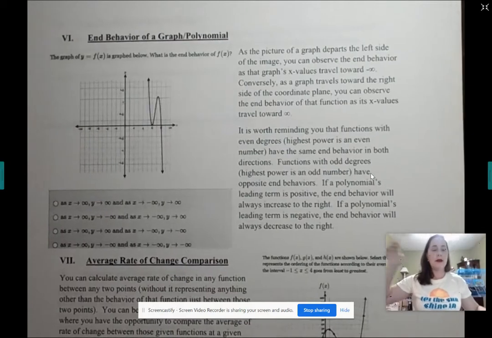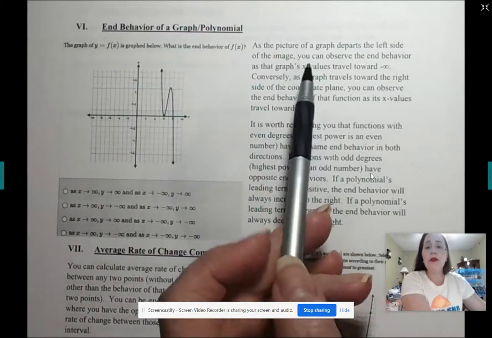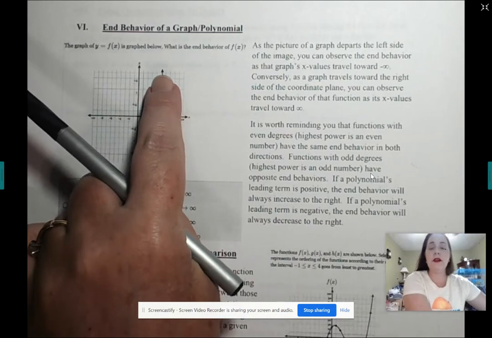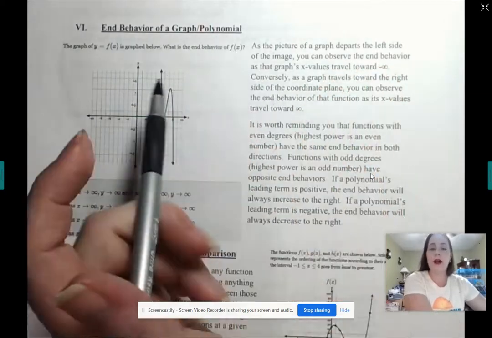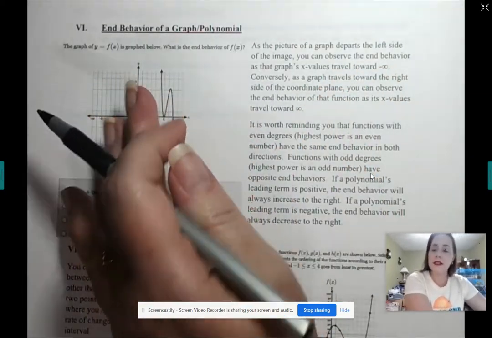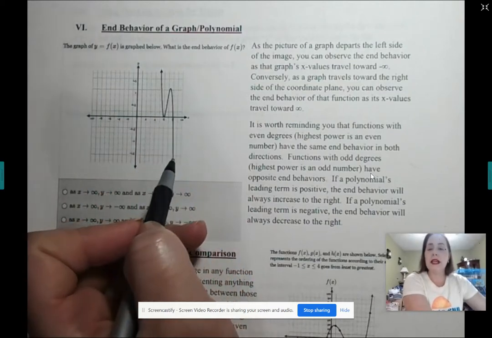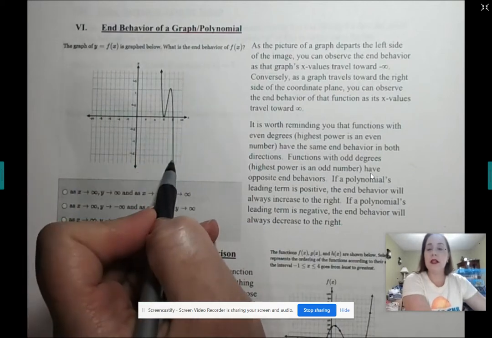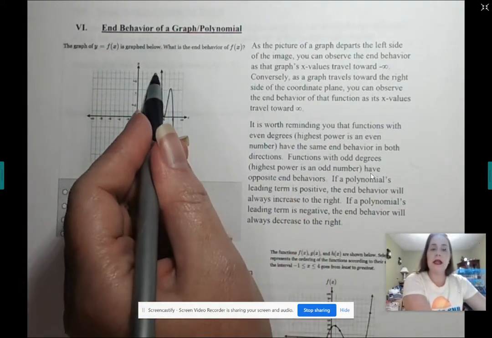All right, so let's look at our next one, end behavior. We talked a lot about end behavior with all our different functions in Algebra 2. So remember, when you look at a picture of a graph and you look off to the left side of the image, you can observe the end behavior as that graph's x values travel towards negative infinity. As we go to the left, x values are always going towards negative infinity. Conversely, as we look at the right side of the graph, it's traveling off the right side of the coordinate plane. You can tell the end behavior of that function as its x values are going further to the right towards infinity. So I'm looking here and I'm looking here.